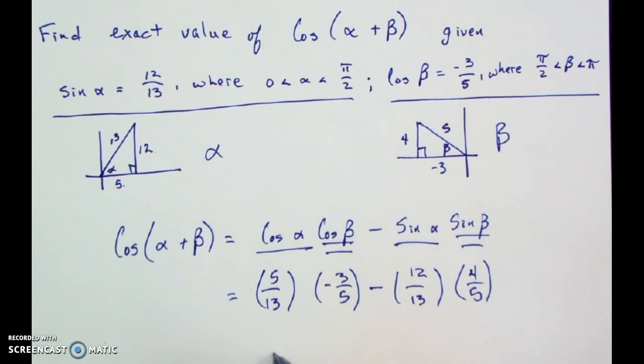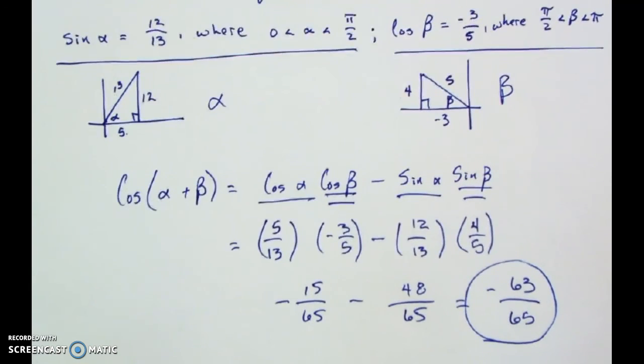So here I would have a -15 over 13 times 5, which is 65. Minus, and then here we're going to have 12 times 4 is 48. Again, 13 times 5 is 65. So when I subtract those values, -15 minus 48 would be equal to -63 over 65. That would be our exact value for our cosine of alpha plus beta.